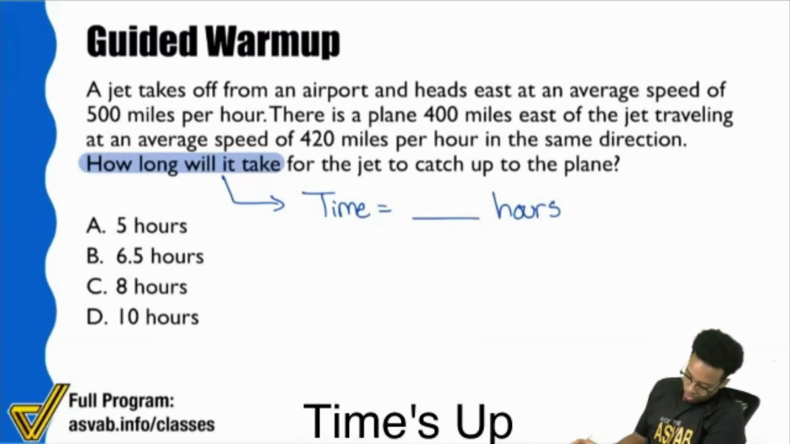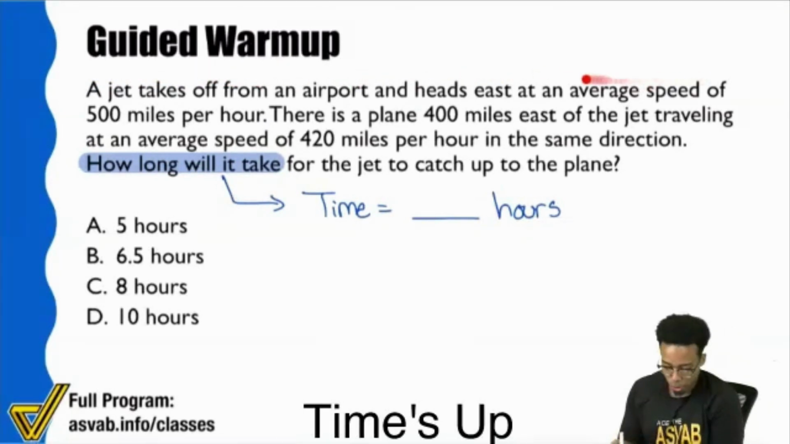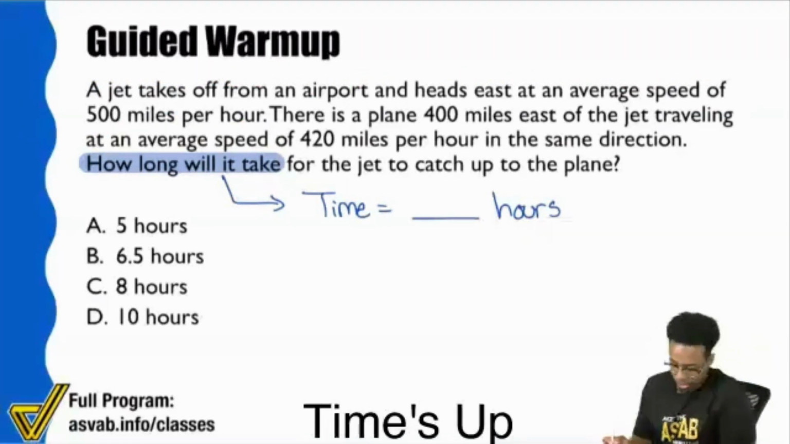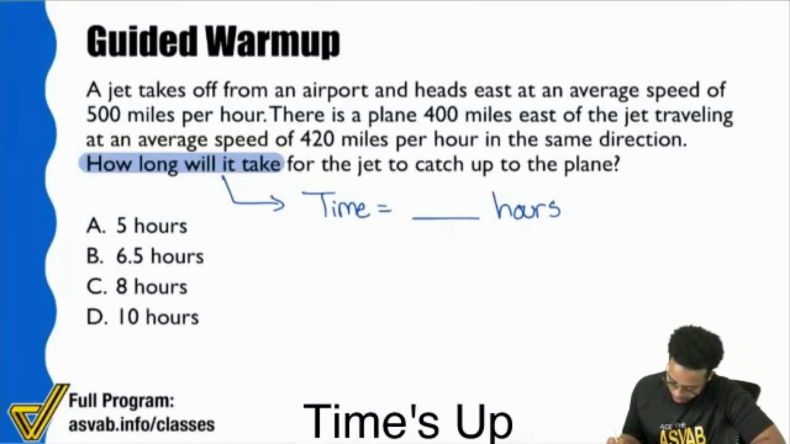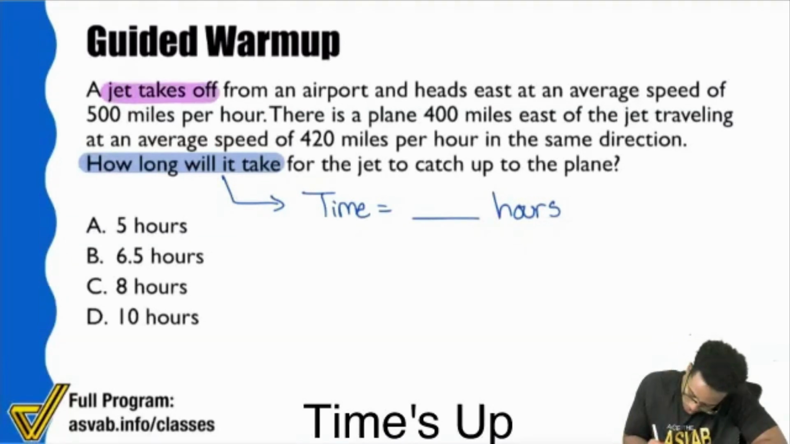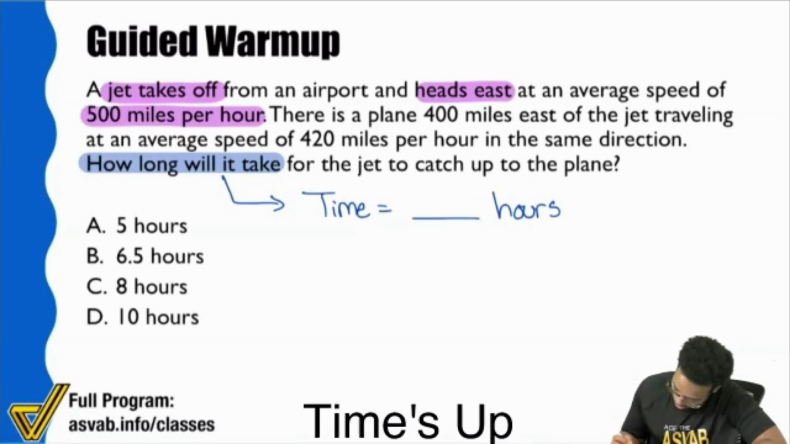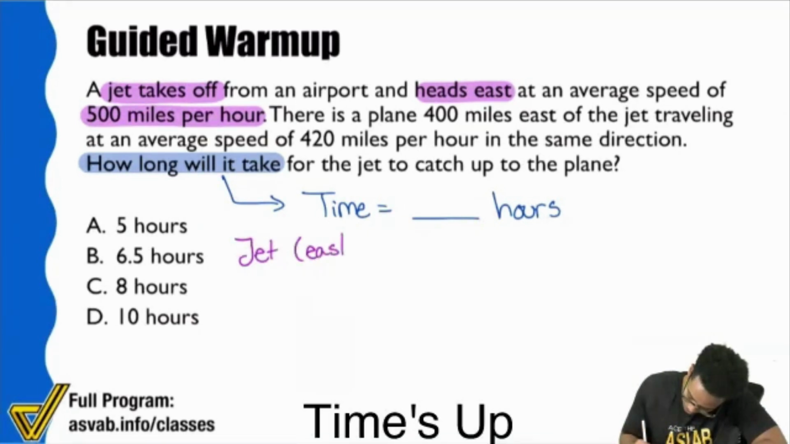Okay, here we go. Now let's go through the information here. A jet takes off from an airport and heads east at an average speed of 500 miles per hour. Okay, cool. So we see here that we have a jet. Let me use a different color here. So we have a jet takes off, heads east, speed 500 miles per hour. Sounds good. So we have a jet eastbound.